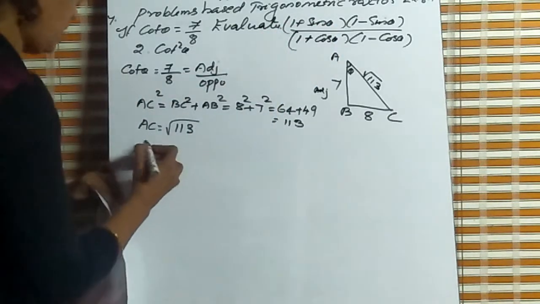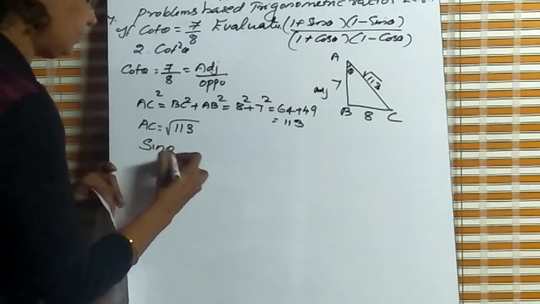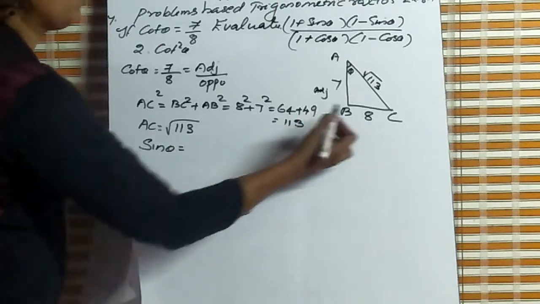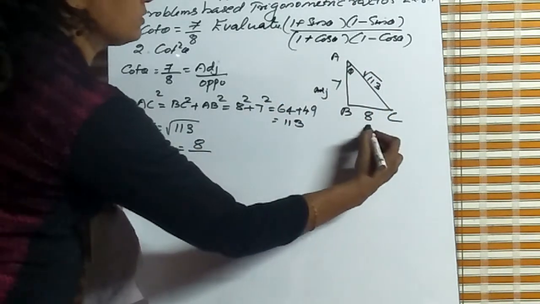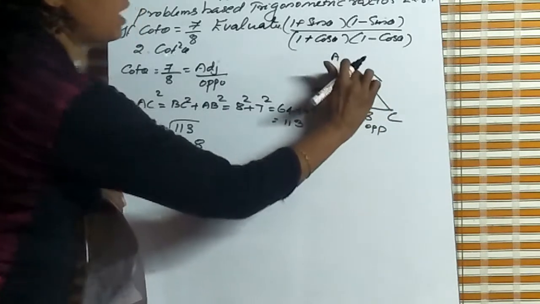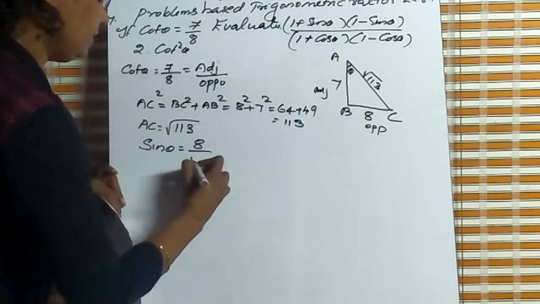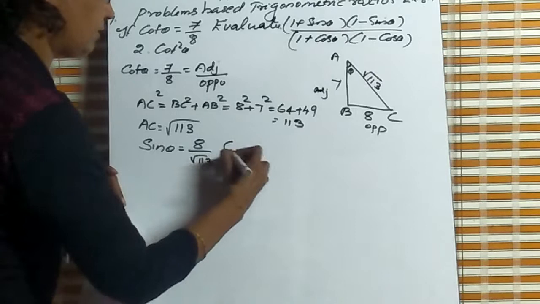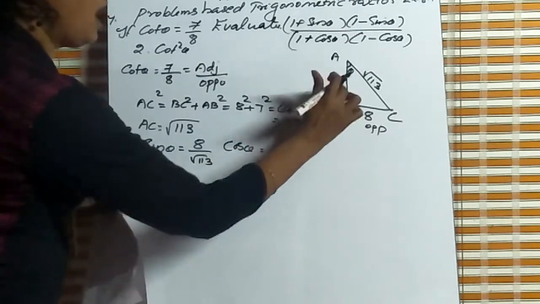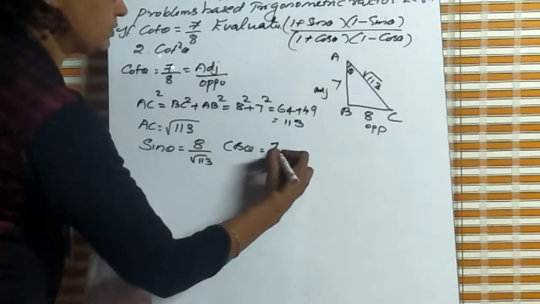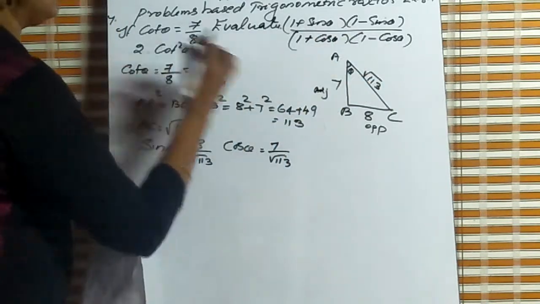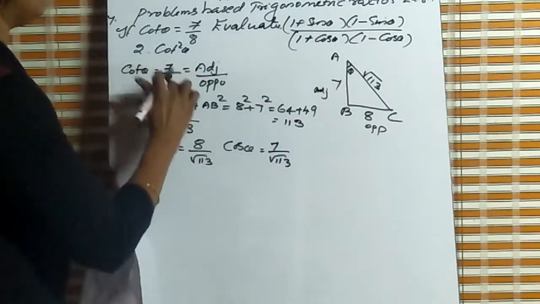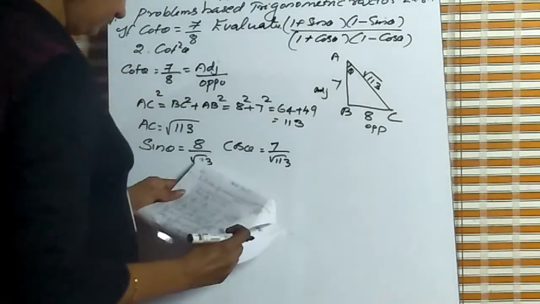First we have to find sin theta. Sin theta equals opposite side by hypotenuse, which is 8 by square root of 113. And cos theta is equal to adjacent side by hypotenuse, which is 7 by square root of 113. Then cot theta is given as 7 by 8.